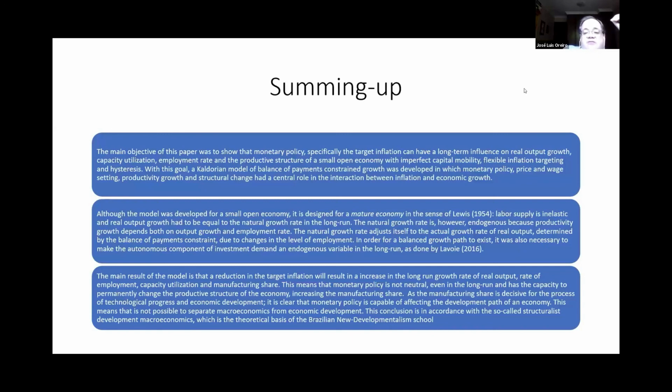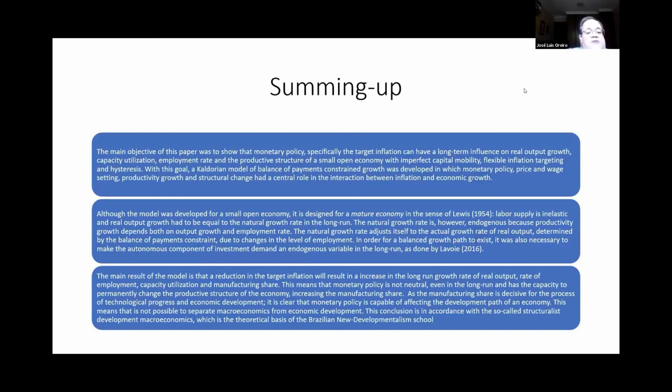So, summing up, the main objective of this paper was to show that monetary policy, especially the target inflation, can have a long-term influence on real output growth, capacity utilization, employment rate, and the productive structure of small open economies with imperfect capital mobility, flexible inflation targeting regime, and its stresses. With this goal, a Kaldorian model of balance of payments constrained growth was developed, in which monetary policy, price and wage setting, productivity growth, and structural change have a central role in the interaction between inflation and economic growth.